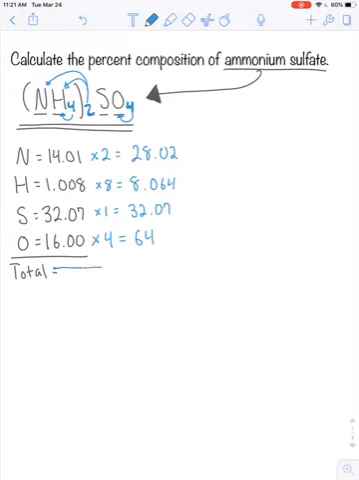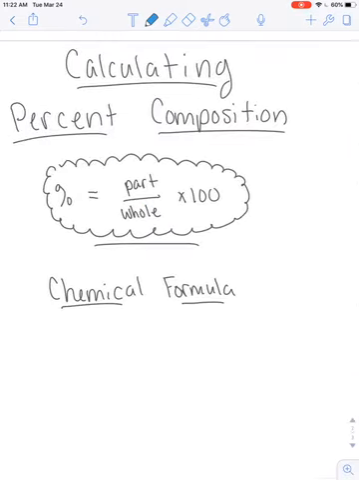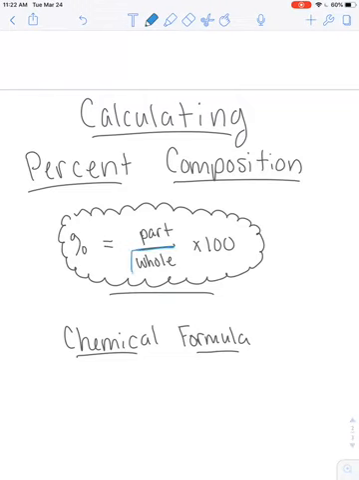We can use that to figure out a total for the whole compound, and we're going to do that just by adding them together. So 64 plus 32.07 plus 8.064 plus 28.02. That gives us a grand total of 132.154. So that is the total. Remember, when we do a part divided by a whole, that's going to be the whole. We just figured out what the whole is. So now we have to figure out what the parts are going to be.